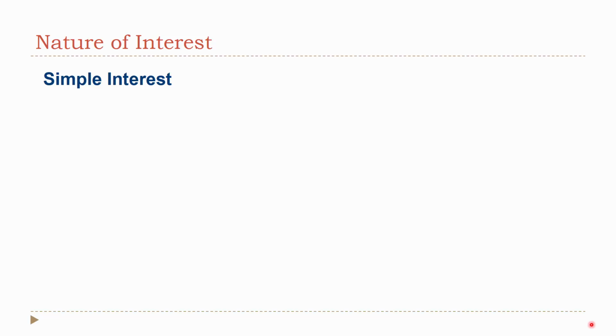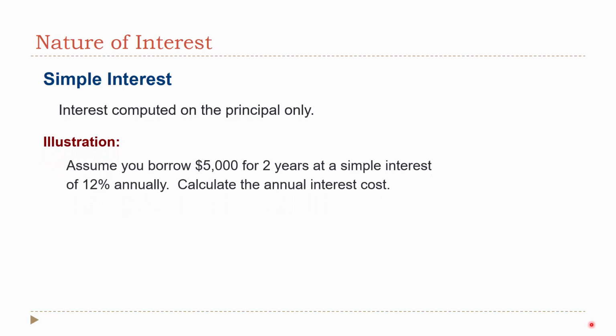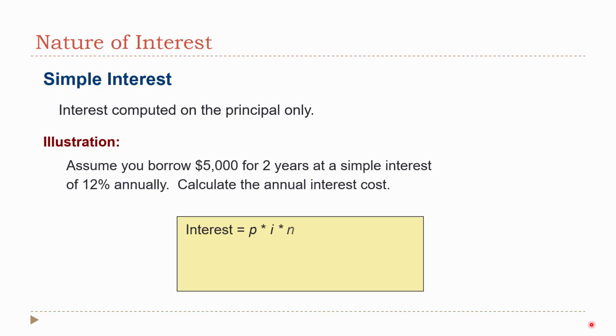So what is simple interest? Simple interest is where interest is computed on the principal amount only. So assume you borrow $5,000 for 2 years at simple interest of 12% annually. This means that you would pay 12% interest only on the $5,000 for each of the 2 years. So the total interest that we would calculate would be the $5,000 times 0.12 for 12% times 2 because we're borrowing it for 2 years, and the total interest amount then would be $1,200.